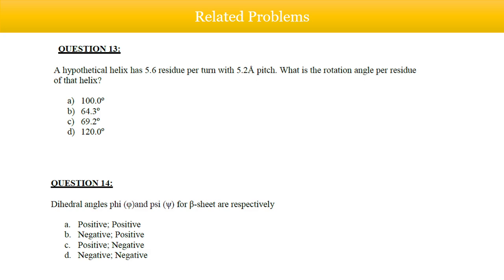Now, a hypothetical helix has 5.6 residues per turn with 5.2 angstrom pitch. What is the rotational angle per residue of that helix? So there is a helix that has 5.6 residues per turn and the pitch is 5.2. So what is the rotational angle per residue?